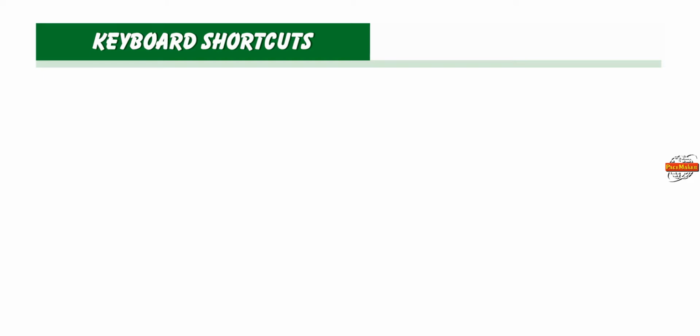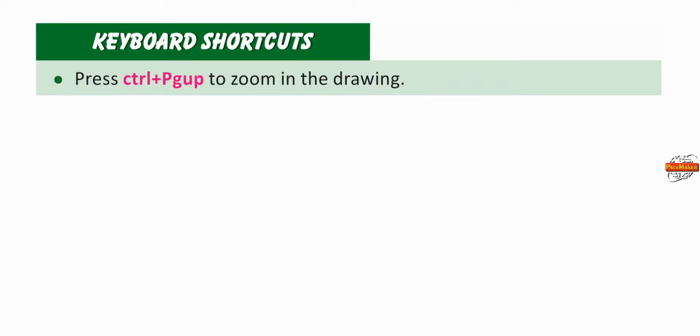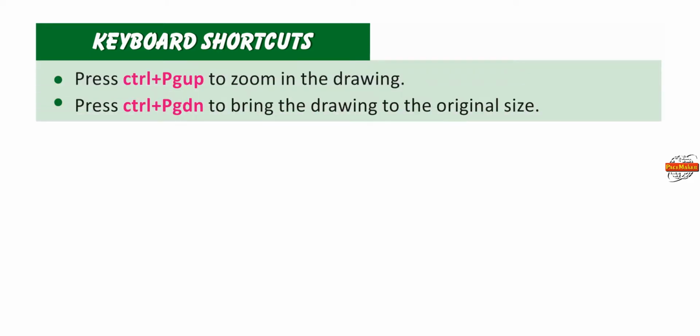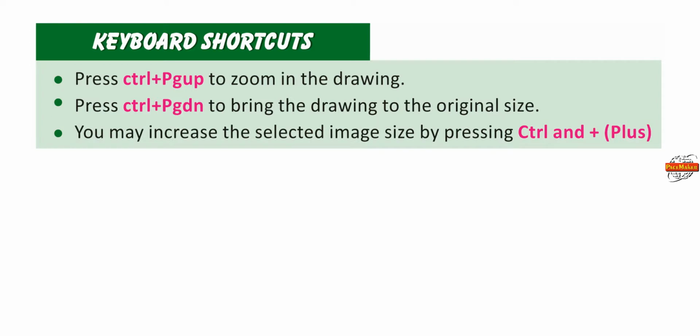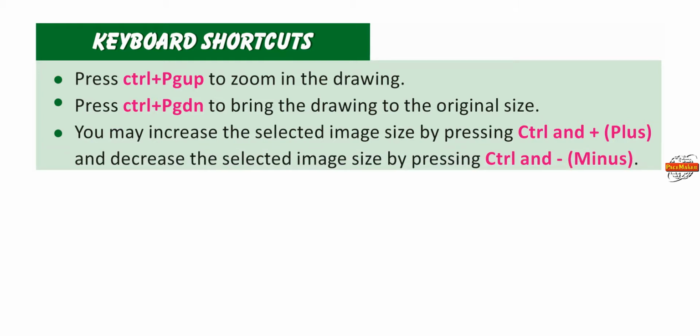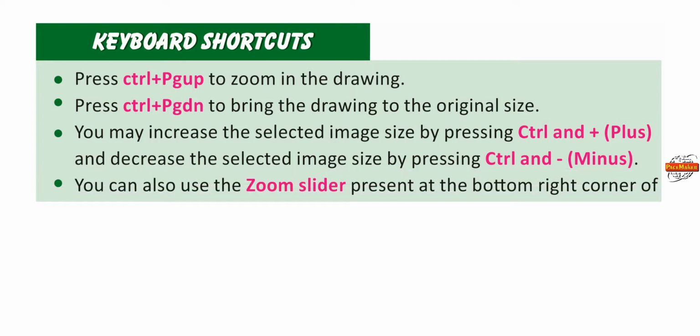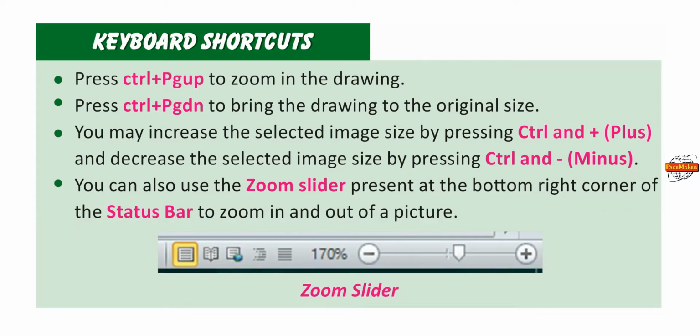Keyboard shortcuts. Press Ctrl plus Page Up to zoom in the drawing. Press Ctrl plus Page Down to bring the drawing to the original size. You may increase the selected image size by pressing Ctrl and a plus, and decrease the selected image size by pressing Ctrl and minus. You can also use the zoom slider present at the bottom right corner of the status bar to zoom in and out of a picture.